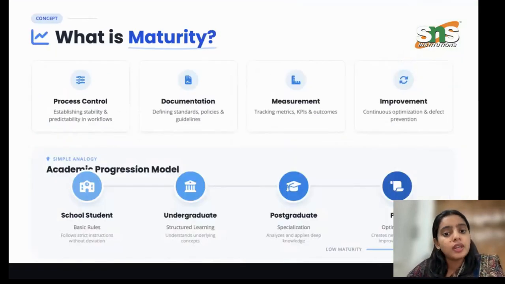But what does maturity actually mean? Maturity means process control, stability, and predictability. Documentation: defined standards and policies. Measurement: tracking metrics and KPIs. Improvement: continuous optimization. Let us take a simple analogy. A school student follows basic rules. An undergraduate understands the structural concepts. A postgraduate specializes. A PhD creates improvements and optimizes systems. Similarly, organizations grow from low maturity to high maturity.